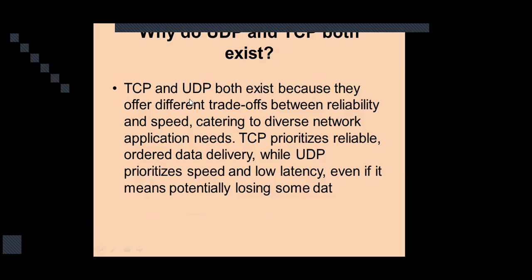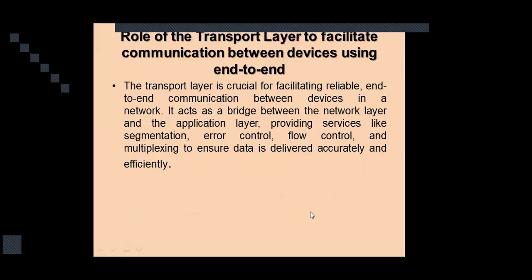TCP and UDP both exist because they offer a trade-off between reliability and speed, catering to diverse network application needs. TCP prioritizes reliable, ordered delivery, while UDP provides speed and low latency, and this is basically the difference. If you are asked to compare and contrast TCP and UDP, you may write these points.